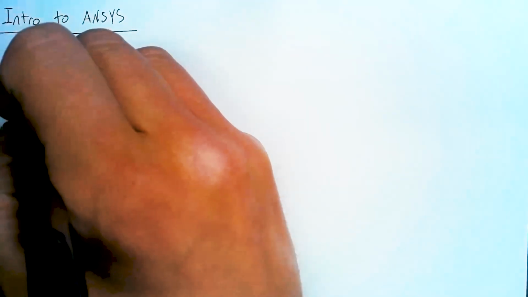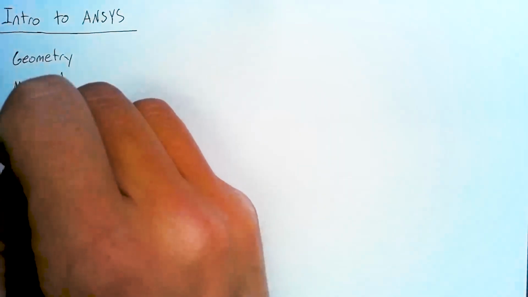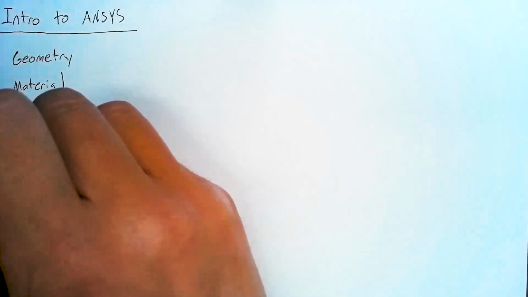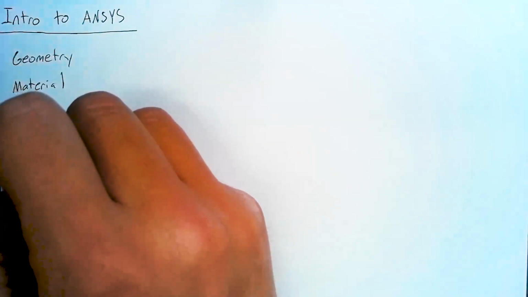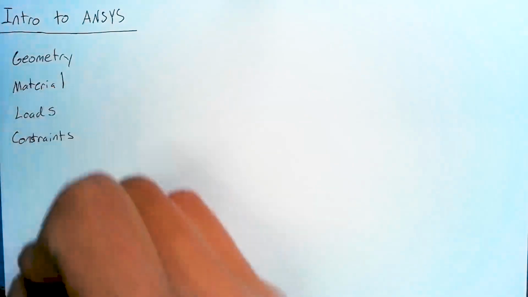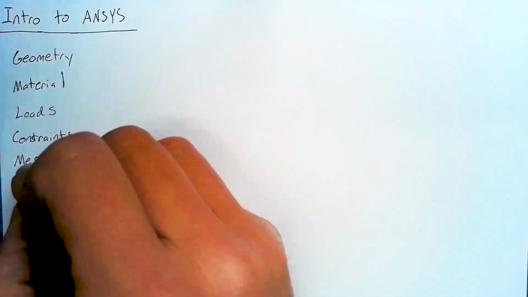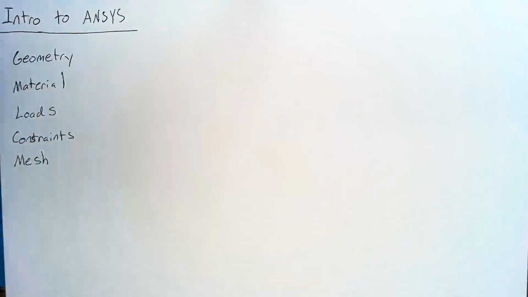We also need a material. What is that object made out of? We need loads. What is pushing or pulling on the object? We also need constraints, which just means how are we actually holding that object to keep it from moving? And then finally, we need a mesh. So this answers how the program actually understands what the shape of the object is.